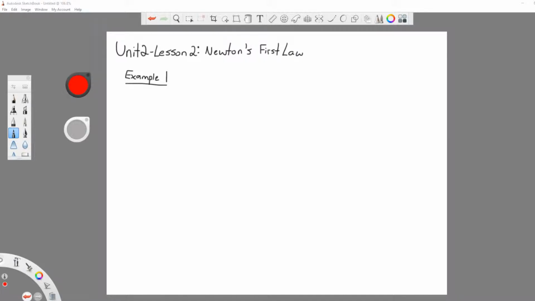Alright, welcome to Unit 2, Lesson 2, Newton's First Law. Today's lesson is really just a small extension on the previous video, which was net external force on an object. With Newton's first law, there's a couple of points that are made in your notebook.